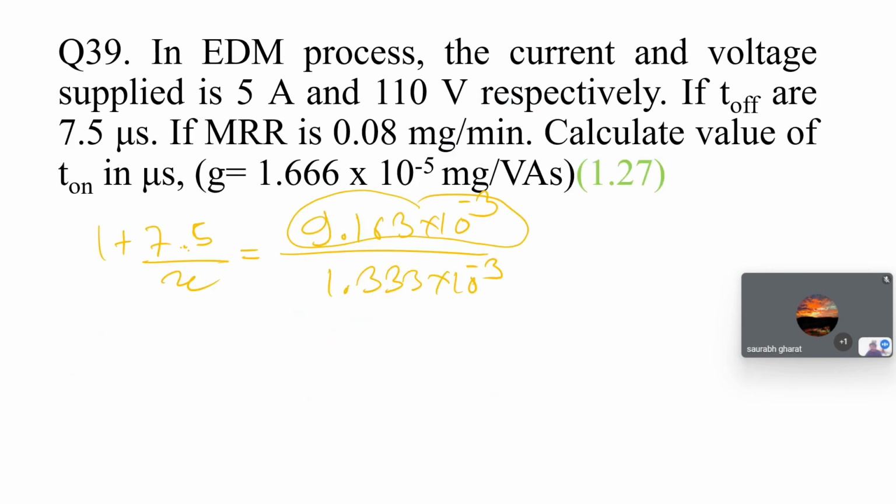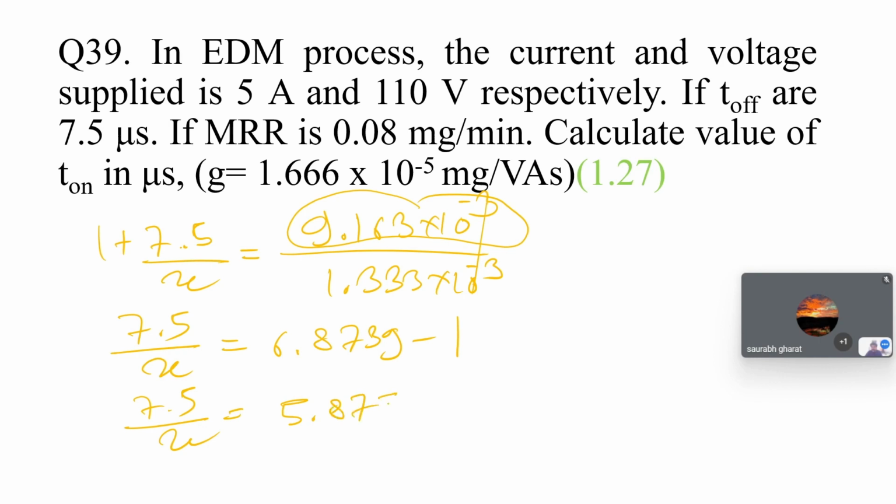And what we will do now is calculate this answer. You can just divide it. It is 3 1 cross, so somewhat 6 is the answer actually. So 7.5 by x is equal to 6.8739 minus 1, because this 1 will go there, and your 7.5 by x is equal to 5.8739, and your x will be, you can just do this, keep here and keep it here.